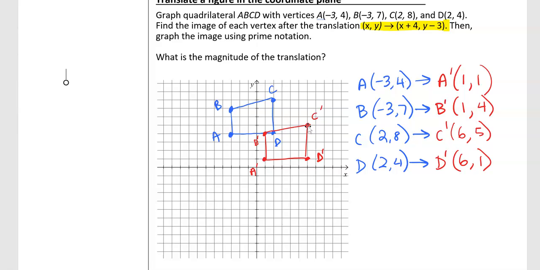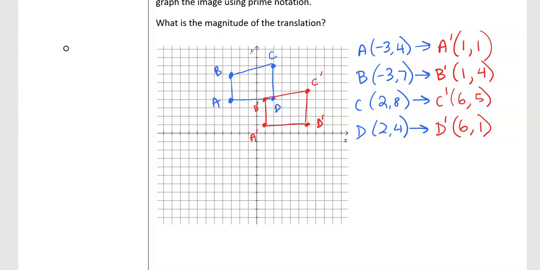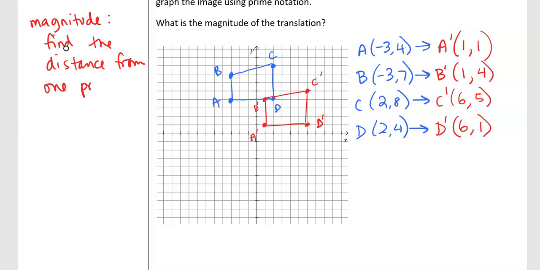So the magnitude of something, maybe I'll write that over here to the side. The magnitude of something is really the same as the distance. So I'm going to add over here magnitude. So for magnitude, I'm going to find the distance from one pre-image to another.